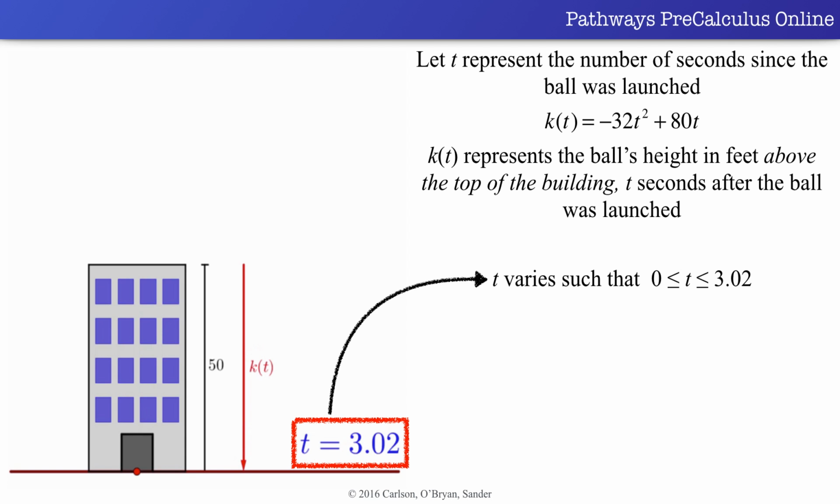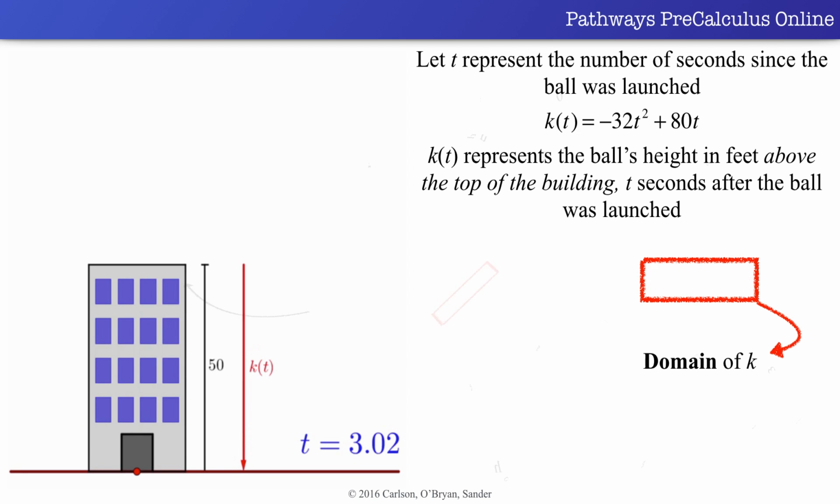Since t is the input variable of the function k, and we are only concerned with values of t between 0 and 3.02, we say that the domain of k is the values between 0 and 3.02, including 0 and 3.02. We can represent this set of values using interval notation as the closed interval from 0 to 3.02, where the square brackets indicate that both 0 and 3.02 are included in the set of values. Therefore, we say that the domain of k is the closed interval from 0 to 3.02.